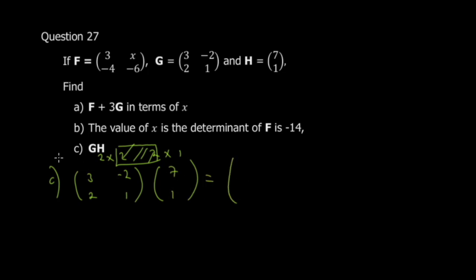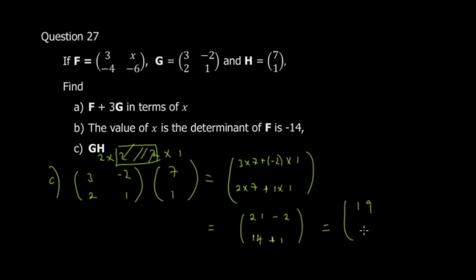So you'd actually get 3 times 7, so row by column, plus minus 2 times 1, like this for this row by this column. And then for this one, you get 2 times 7 plus 1 by 1. So you'd actually get 21 minus 2. Here you get 14 plus 1. And then you get 19, 15, like this. And then obviously you're done.